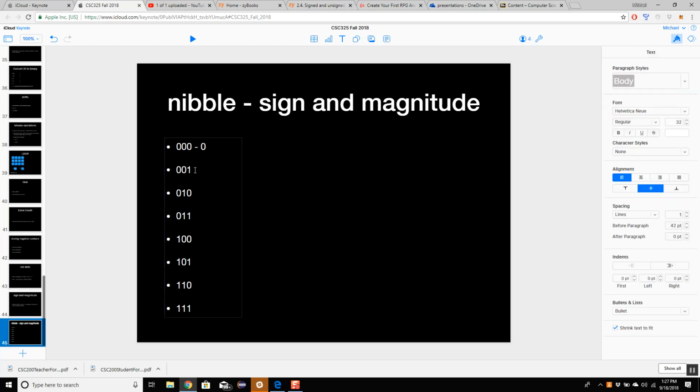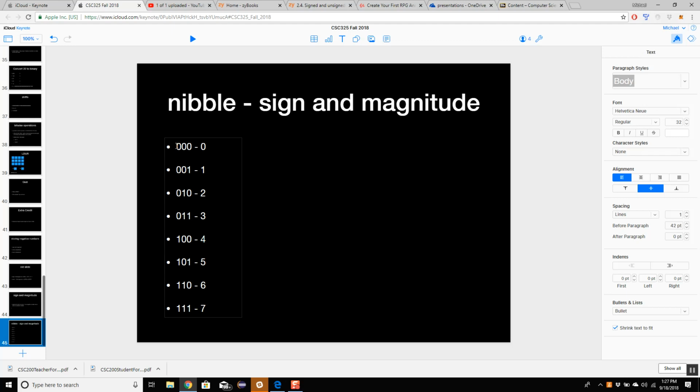What is this value? This is a 0. This is a 1. This is a 2. This is a 3, 4, 5, 6, and 7. All right, so that's how we represent the decimal values 0 through 7 in 3 bits. That's for unsigned.